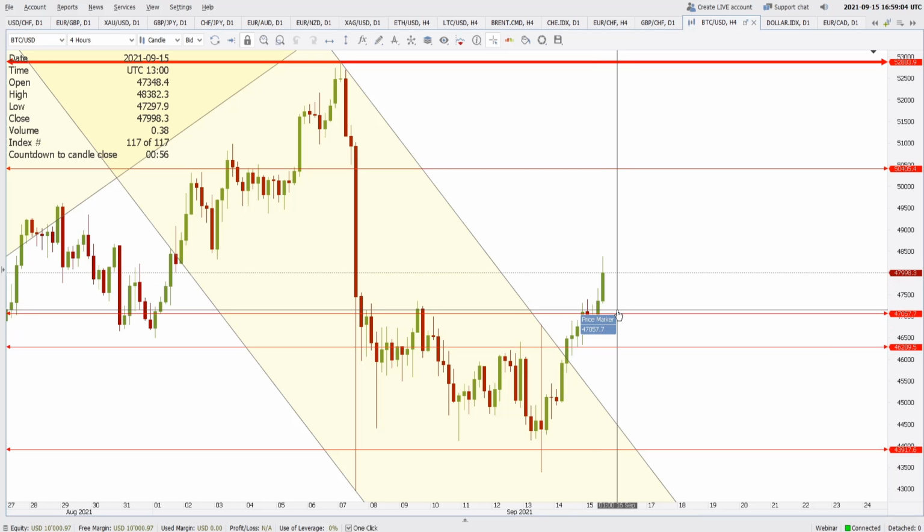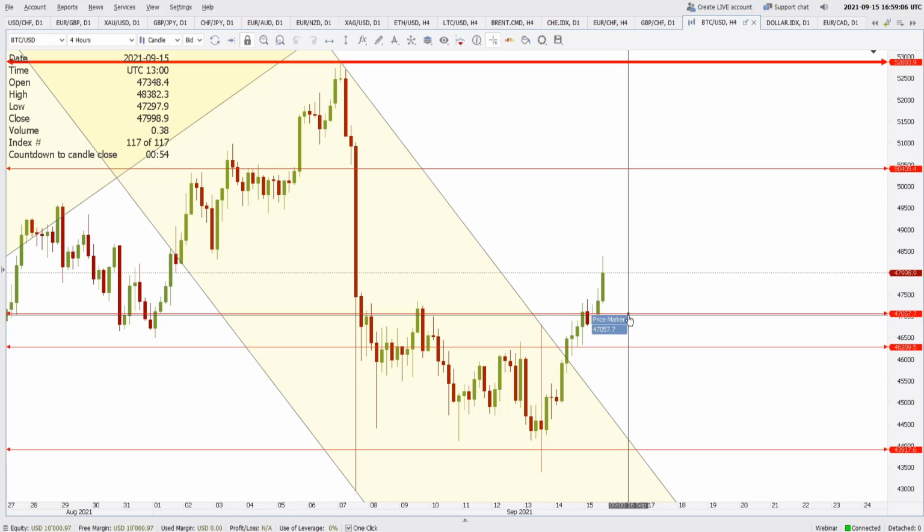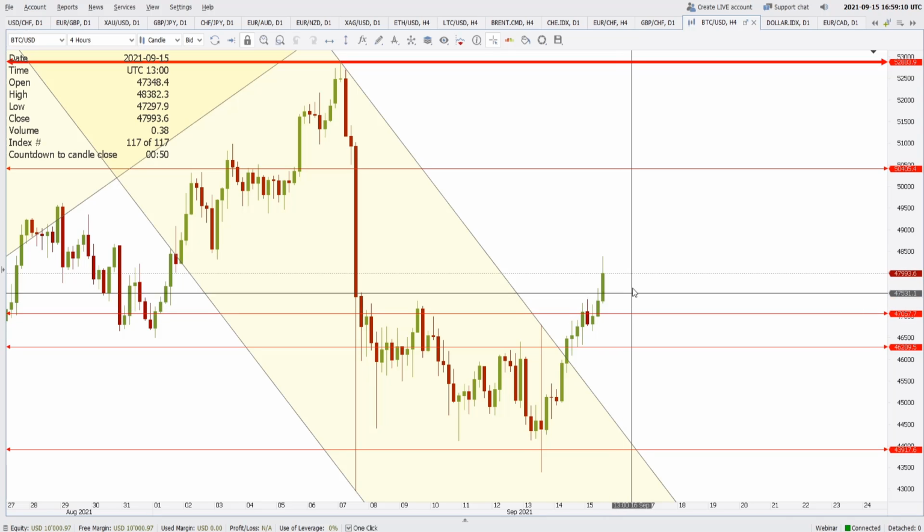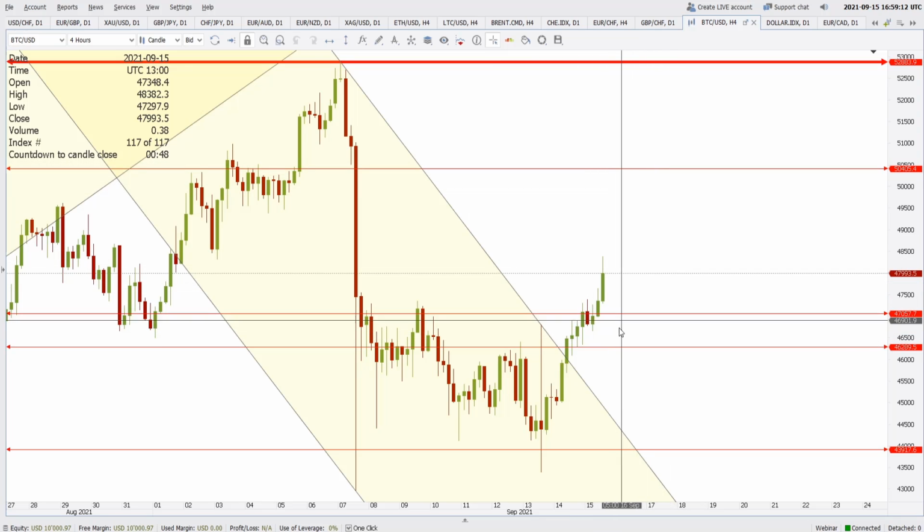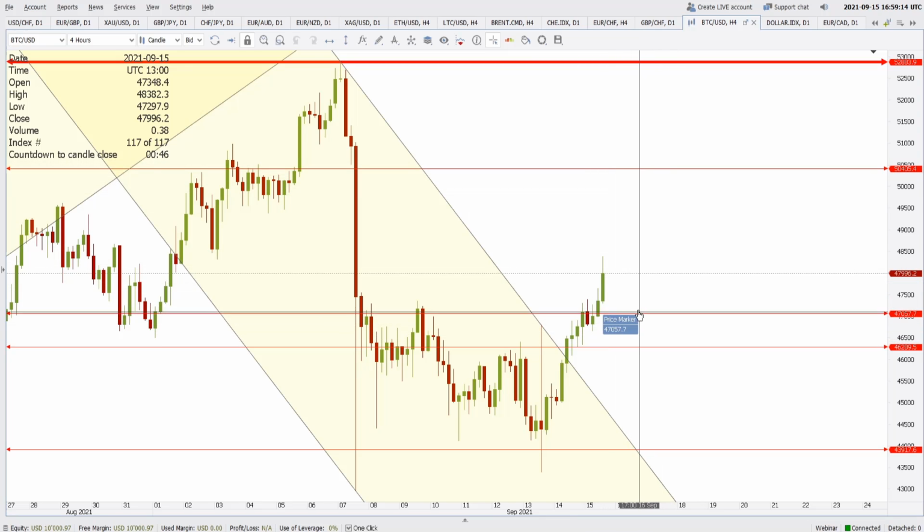So wait for the right opportunity, look for a good bullish price action here in this range of 47,057, then you can target 50,405, with a small stop loss wherever the price made a low here.